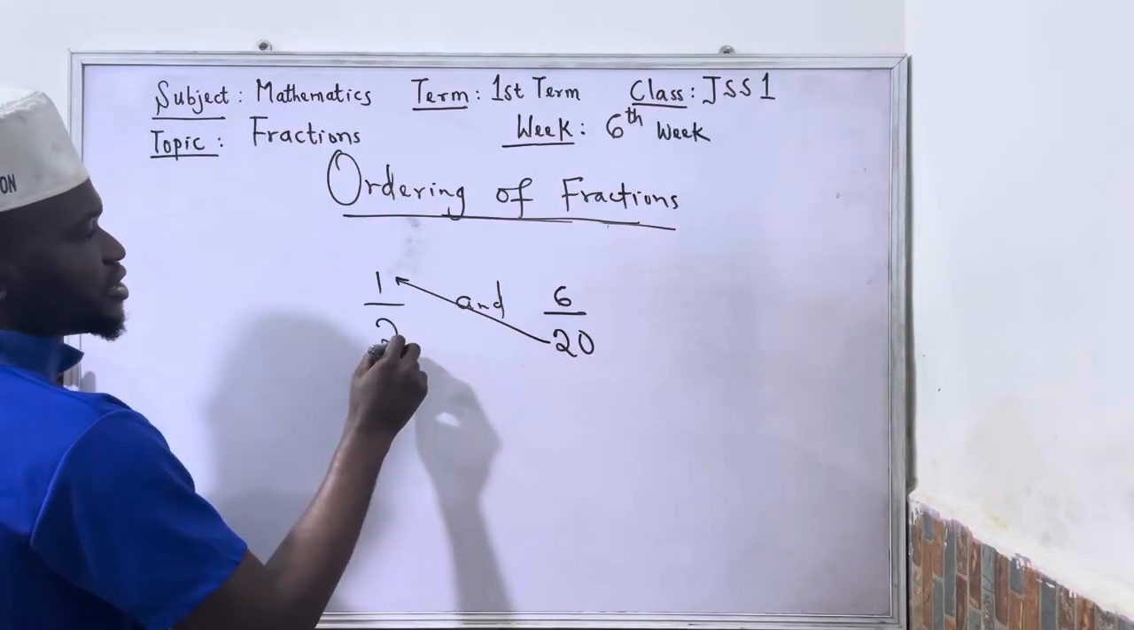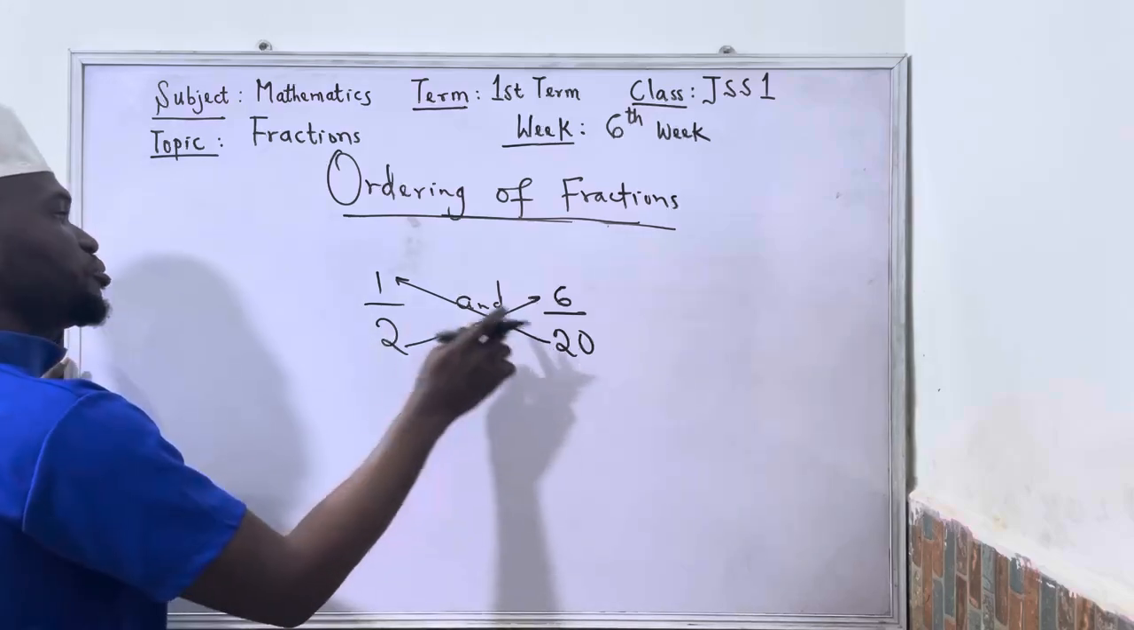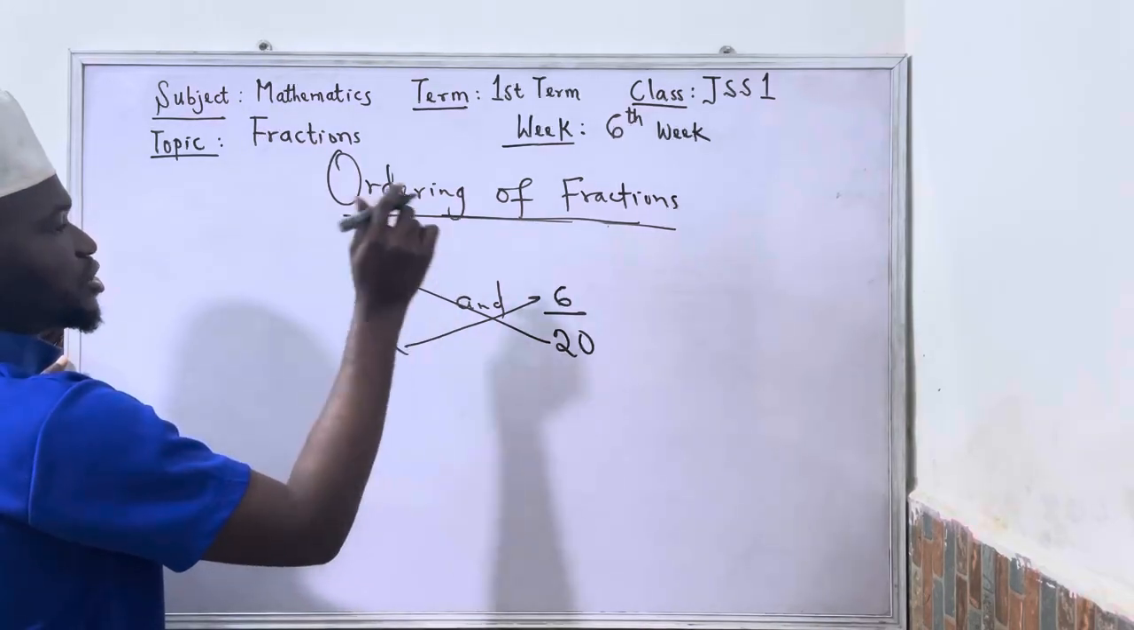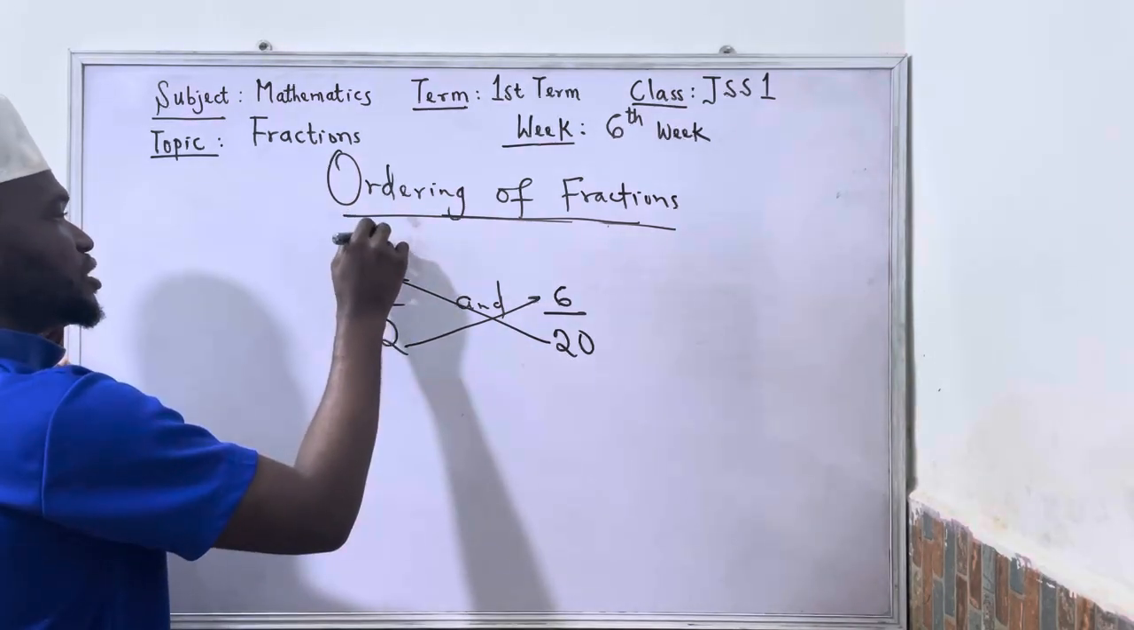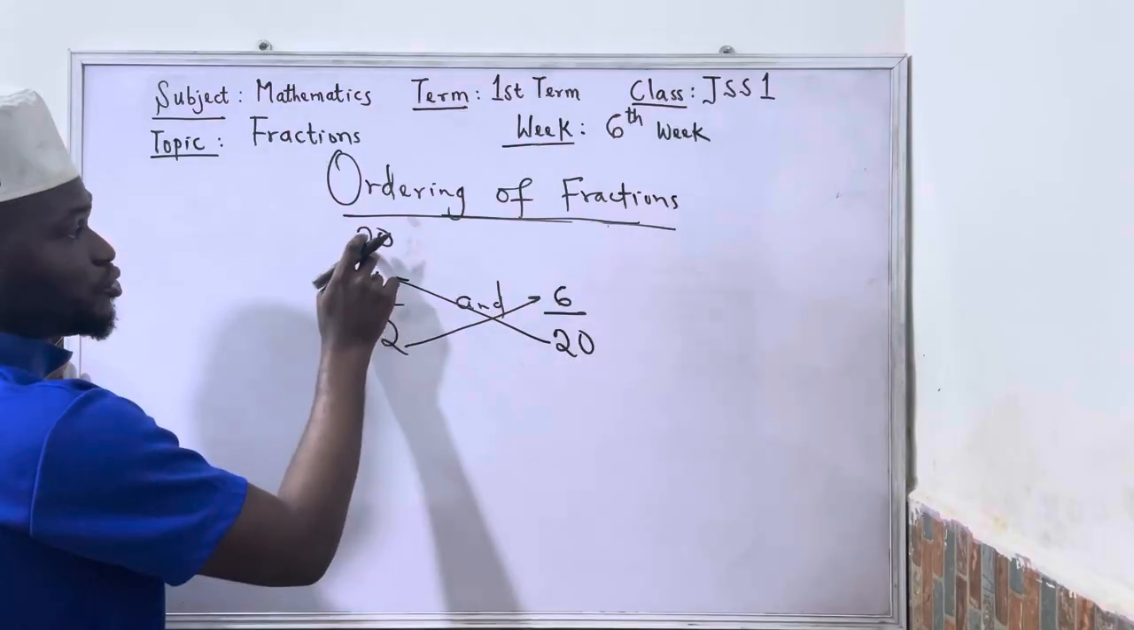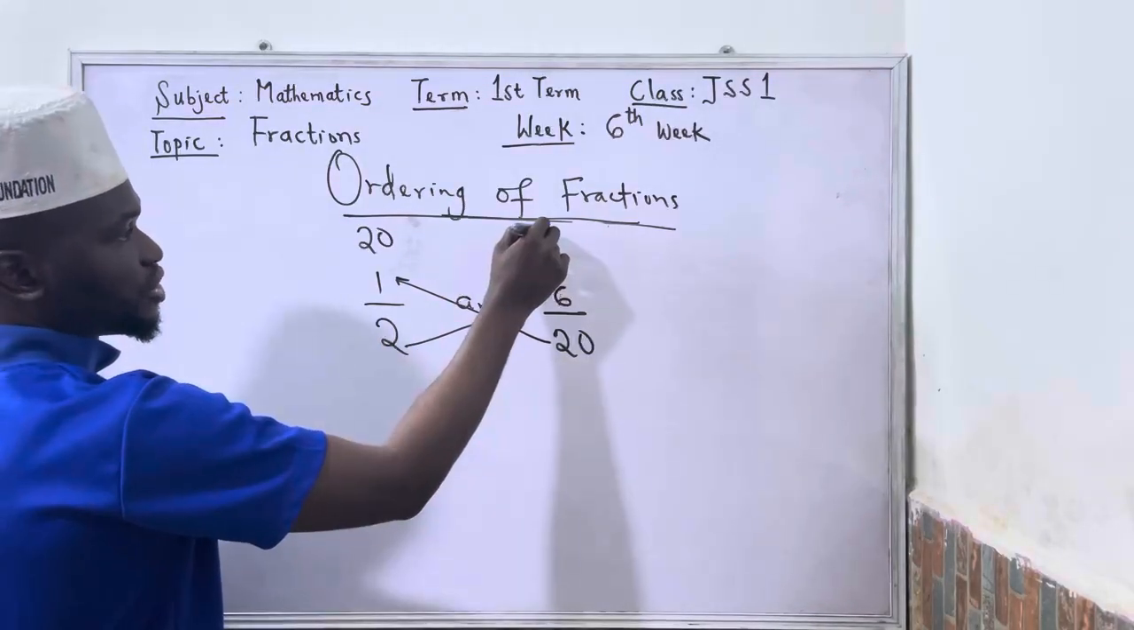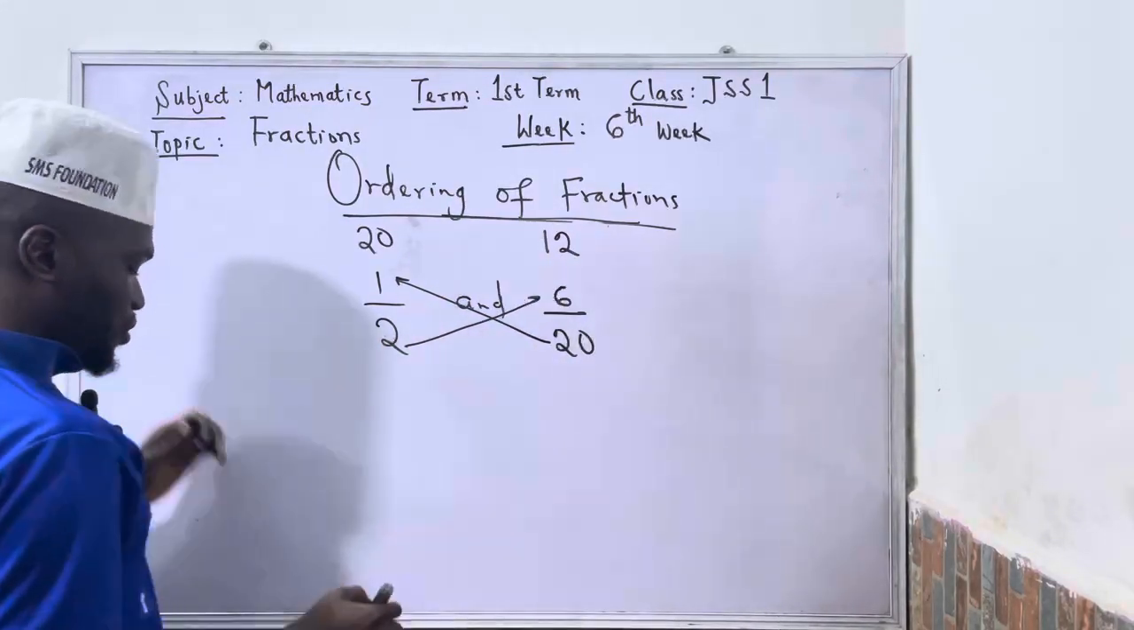Multiply this by this and multiply this by this. If you multiply this by this, that means this has to be what? 20. It is 20 times 1, that will give you 20. Then 2 times 6, that will give you 12. So now look at it.